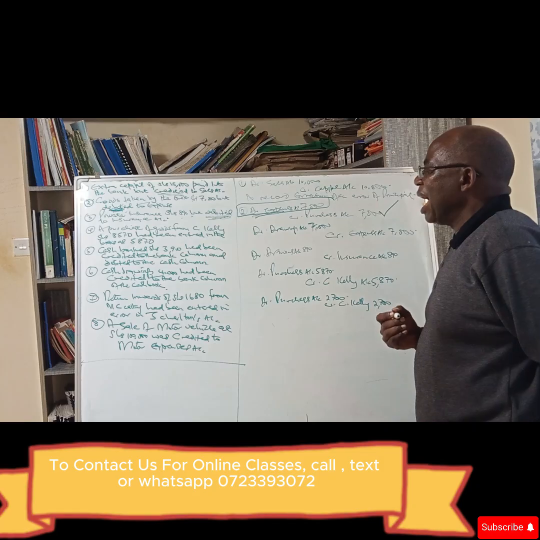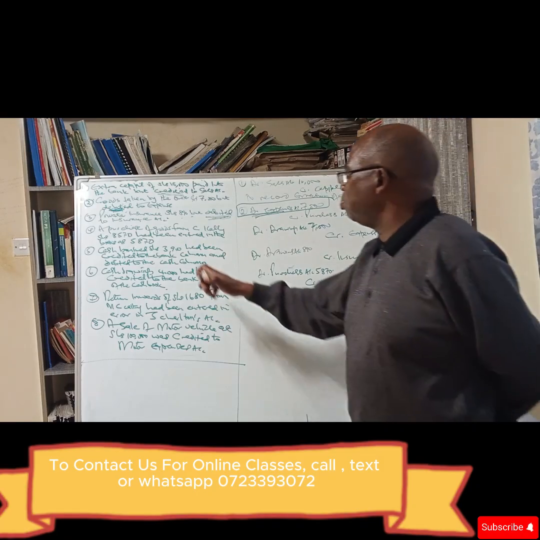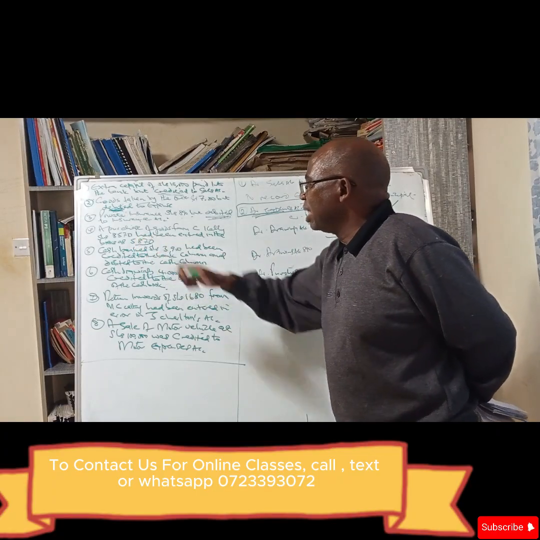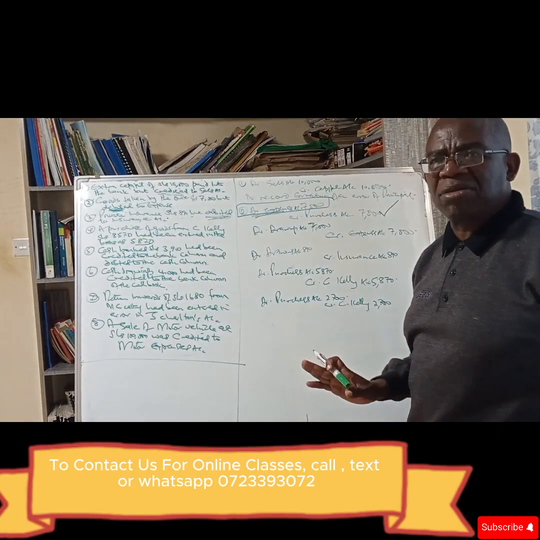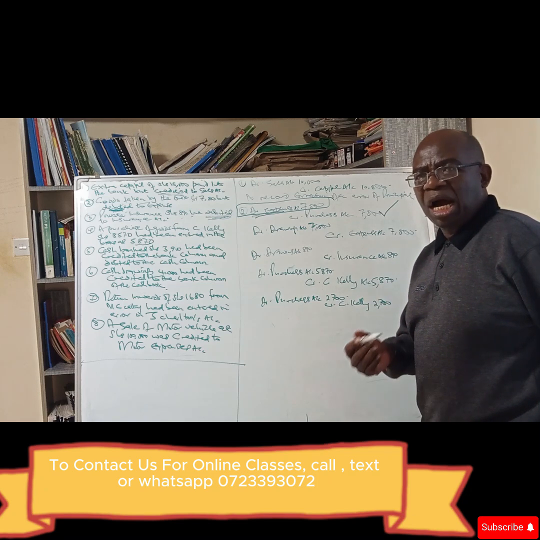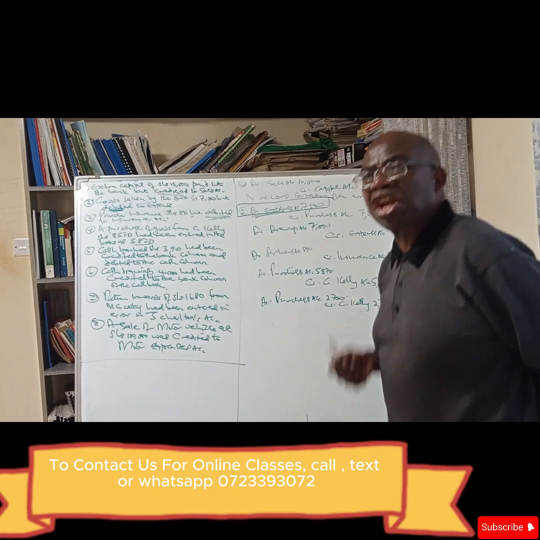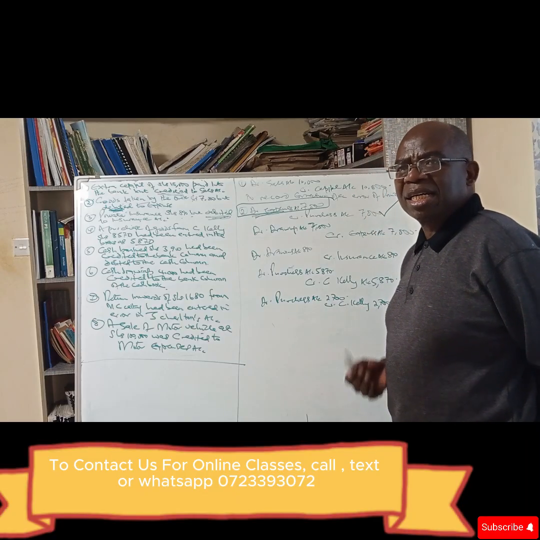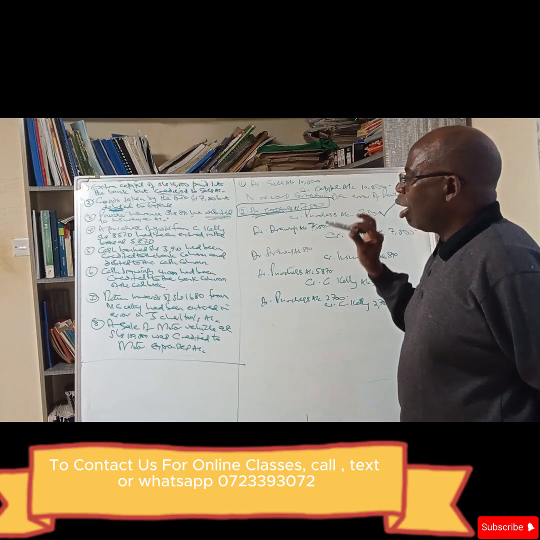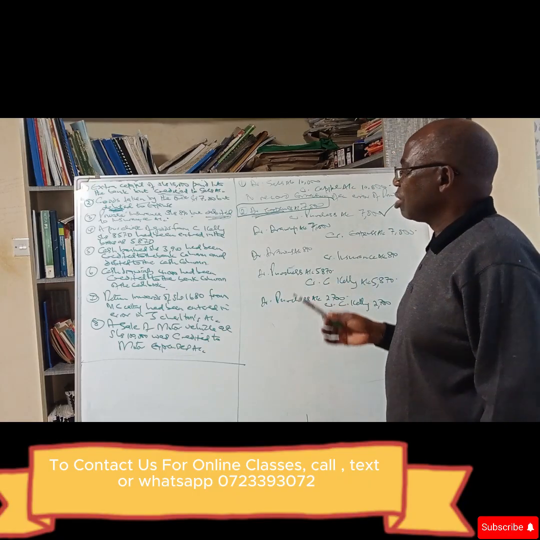It is an error of original entry. The amount was picked and debited and credited the same amount. How do you correct it? By either increasing the debits and credits or reducing the debits and credits. If we over-recorded, we reduce. If we under-recorded, we increase.